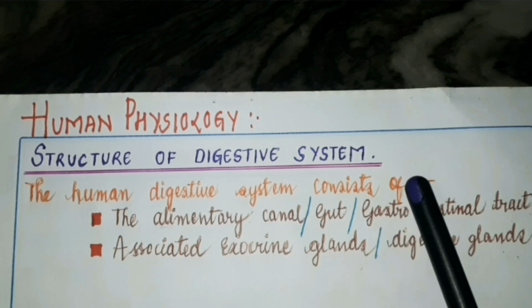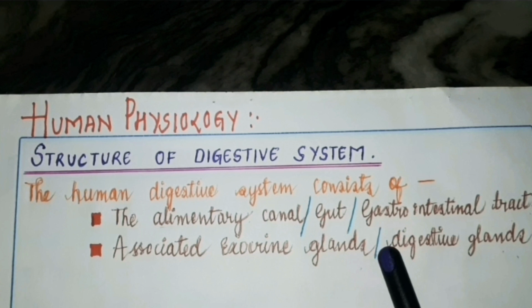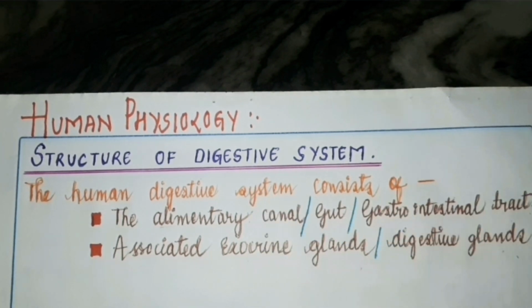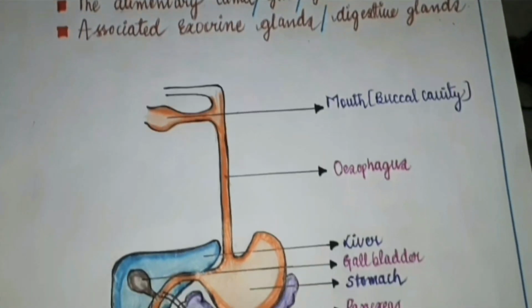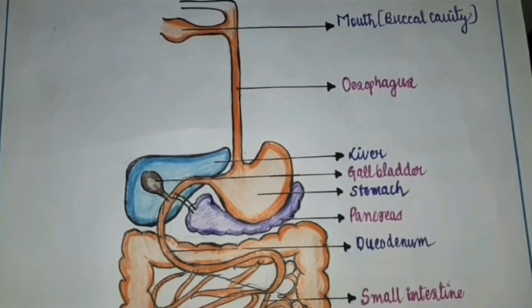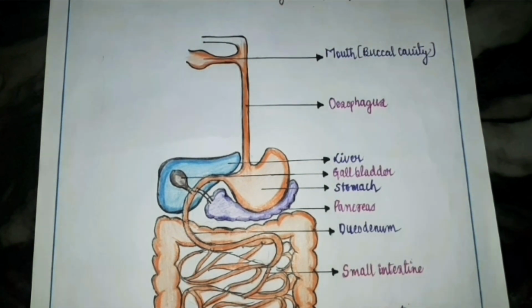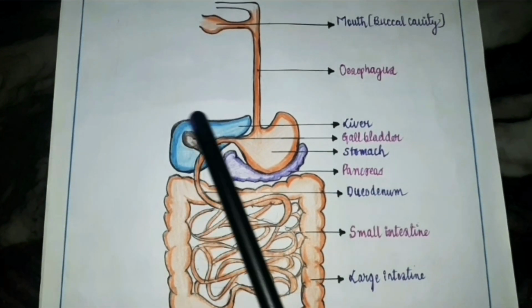The human digestive system consists of the alimentary canal and also associated exocrine glands. The alimentary canal is also known as the gut or gastrointestinal tract, and the associated exocrine glands are digestive glands. Let's see the structure of the digestive system. In this diagram, we have the orange part, right? This orange part is the alimentary canal, and the blue and the purple parts are the associated digestive glands.